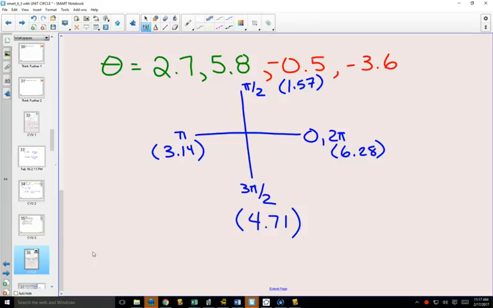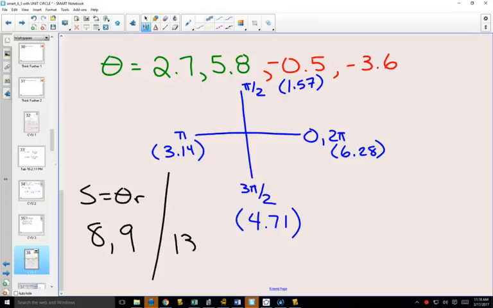Okay, the questions you can do after this, 8 and 9 deal with your arc length formula. And for these ones, questions like these ones are 13 and 14.